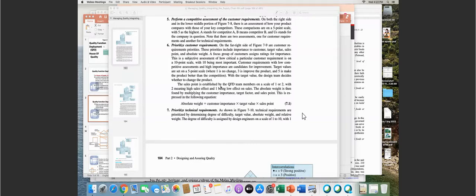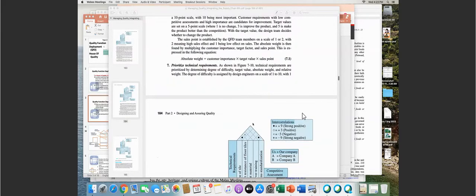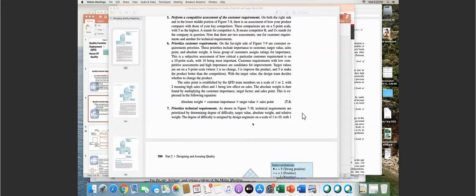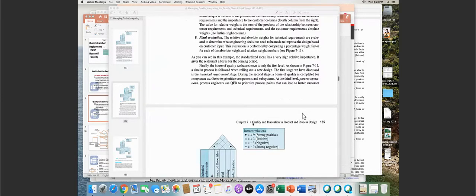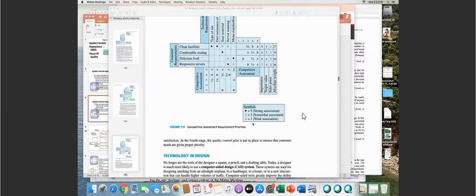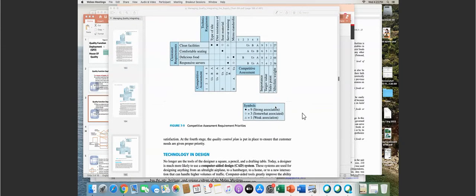The sales point is established by the QFD team members, so it will be given to you. Firstly, you must find the absolute weight of the customer. So you look at customer importance times target value times sales point. This can be seen in figure 7-9. This is where the calculation comes in.